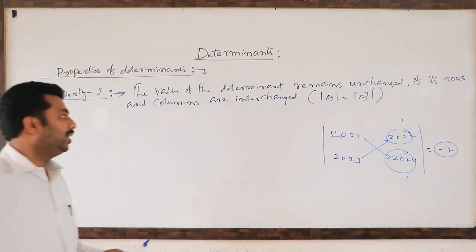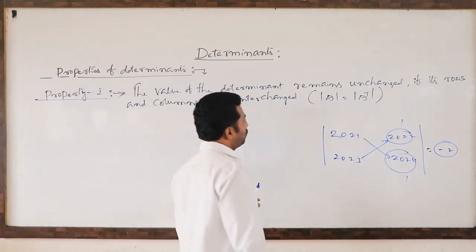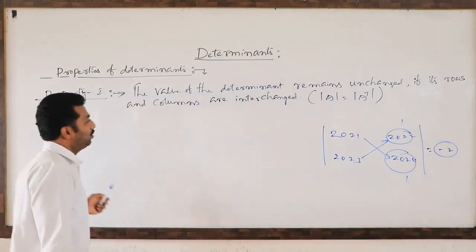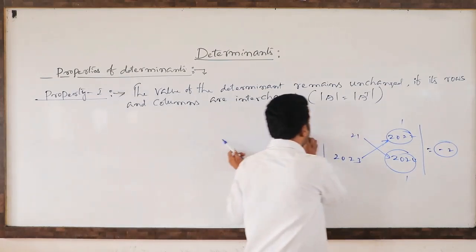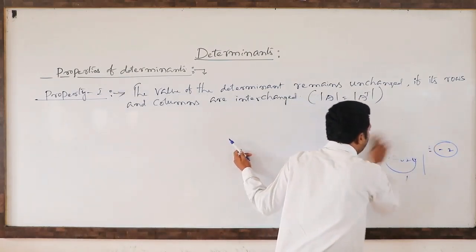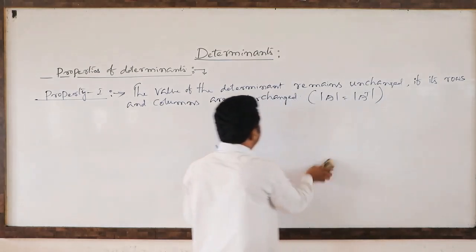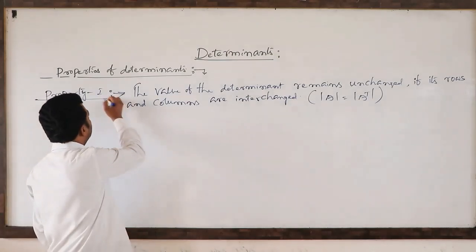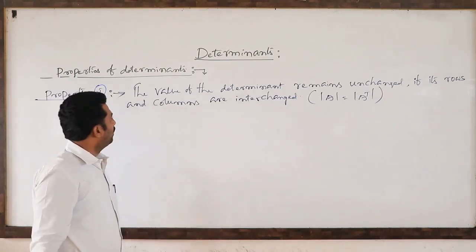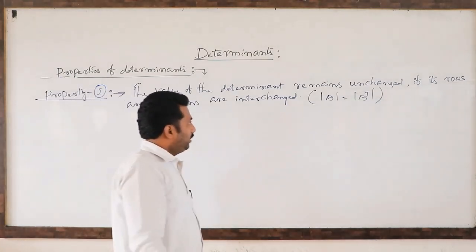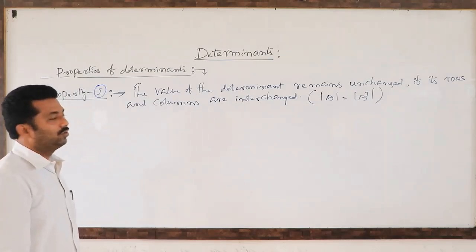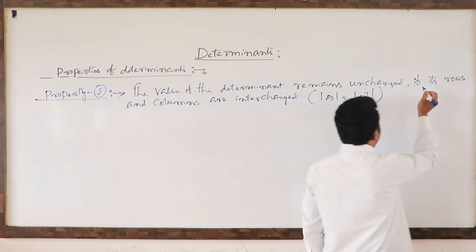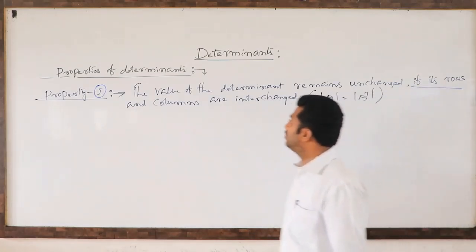I will tell how we have to apply, when we should apply, which property we have to apply in properties of determinants. This is the most important concept. Each and every property you should analyze, understand, and apply in the proper way, so that you learn properly. Now, first property, you observe. The value of a determinant remains unchanged, means no change in its value, when its rows and columns are interchanged.